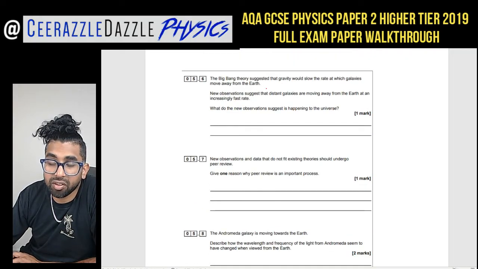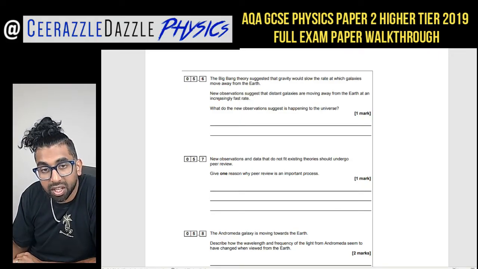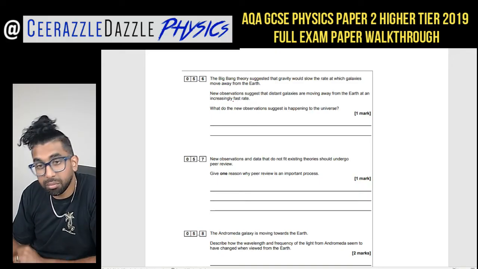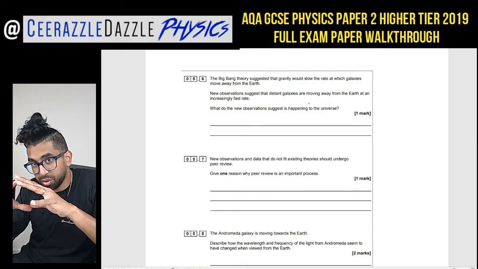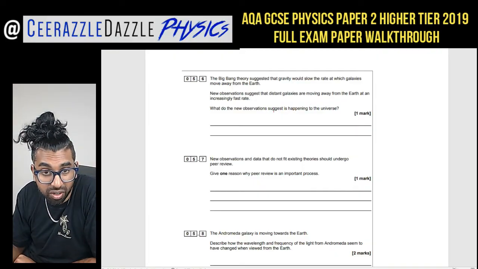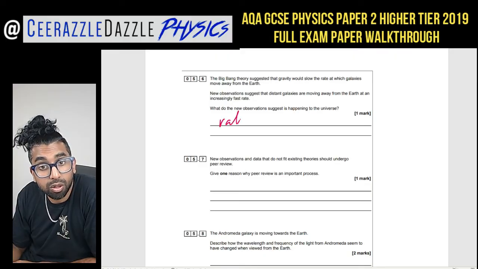Okay, the next one is 5.6. The Big Bang Theory suggested that gravity would slow the rate at which galaxies move away from the Earth. New observations suggest that distant galaxies are moving away from the Earth at an increasingly faster rate. What do these new observations suggest is happening to the universe? If they are moving away at an increasingly faster rate, that tells you that the rate of expansion is increasing.